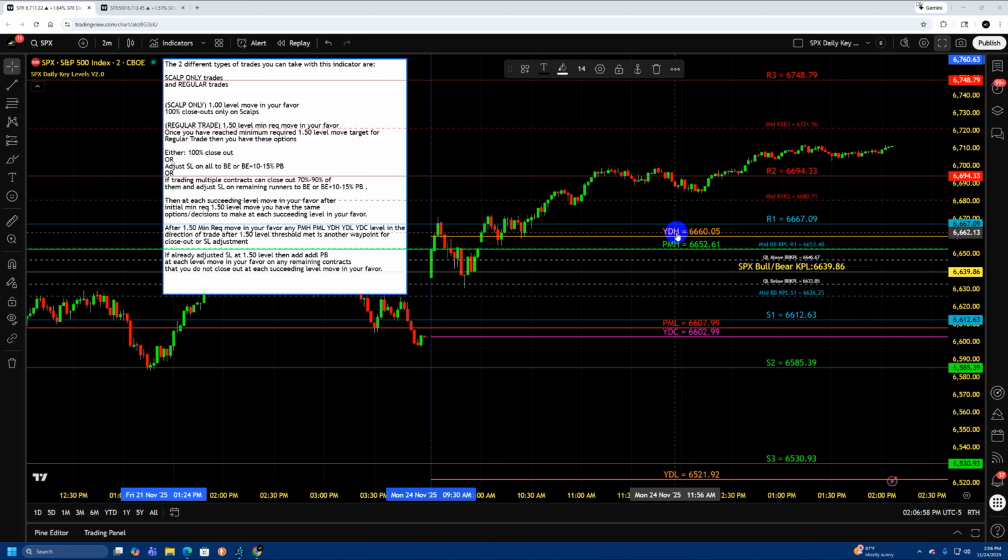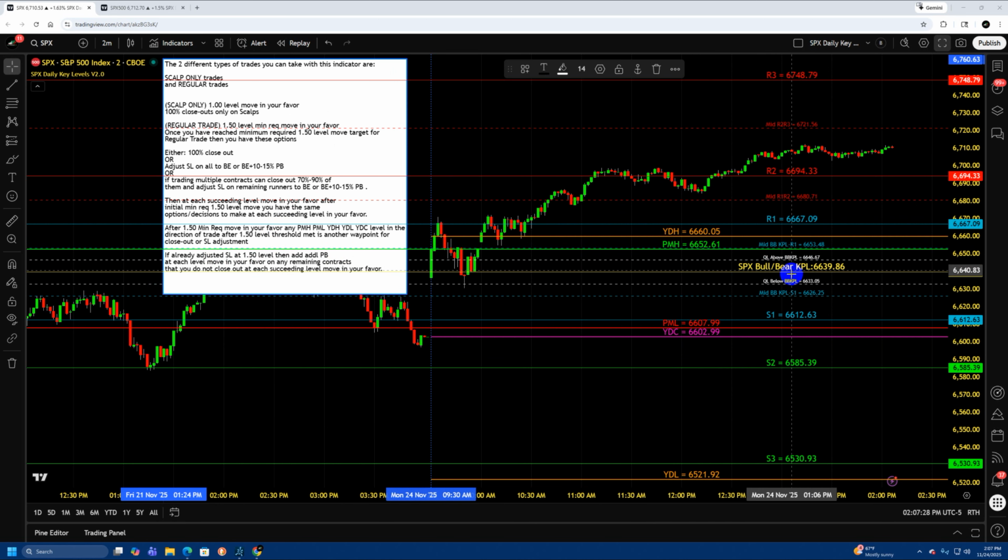And then you would also have a decision to make at the YDH level should price travel down to that, because it is in the way and it's also after the 1.5 level move in your favor. And thus, each one of these, if price continued to move down, you would have the main levels, the midpoint levels, as well as these levels to make decisions on at each succeeding level move in your favor.